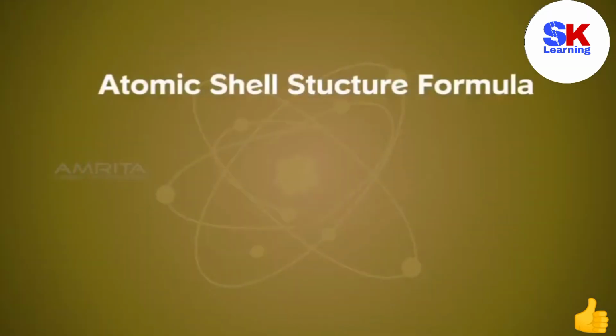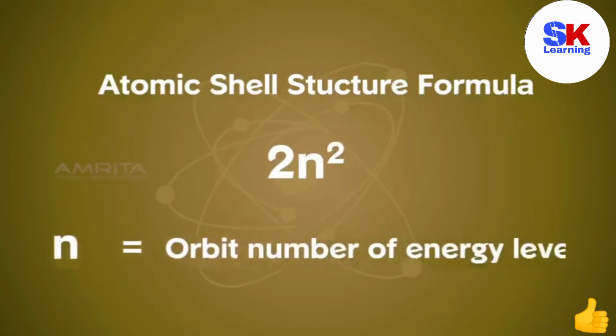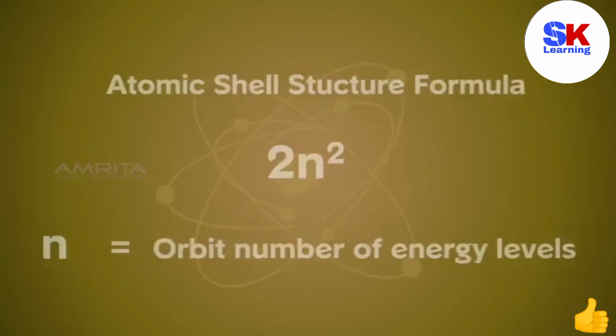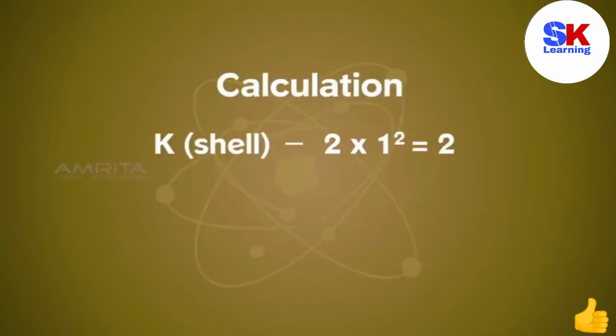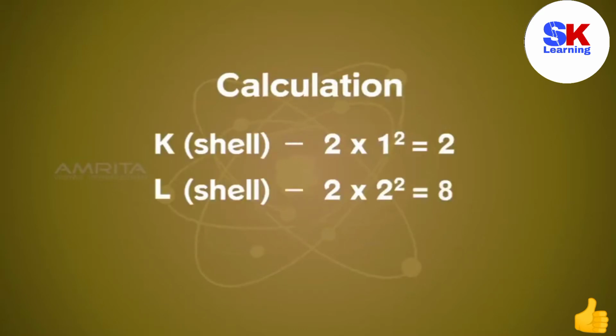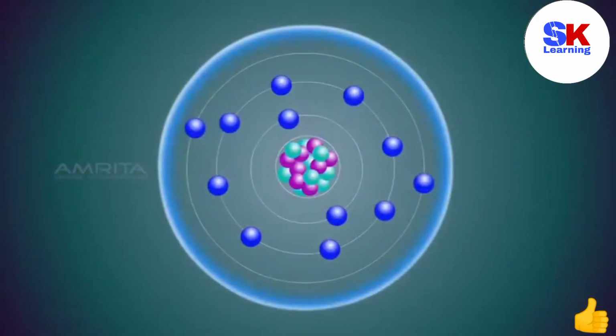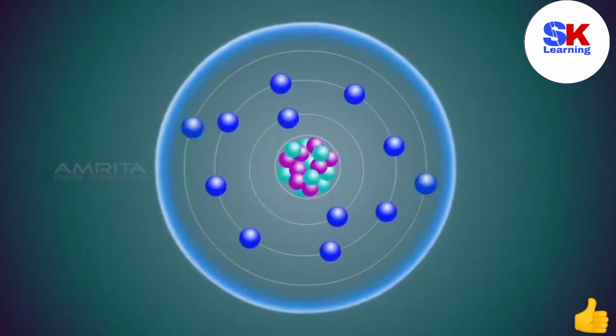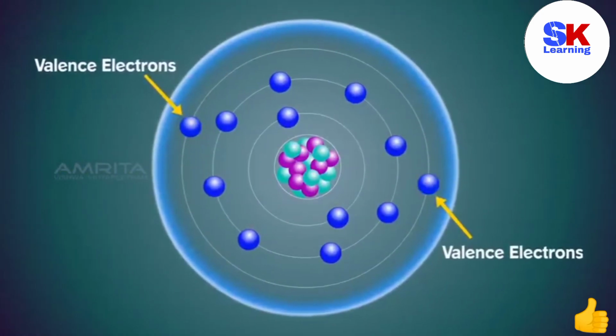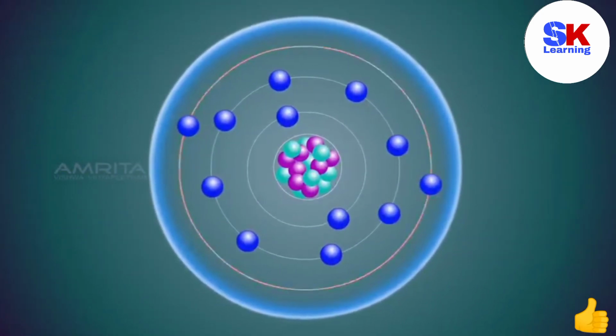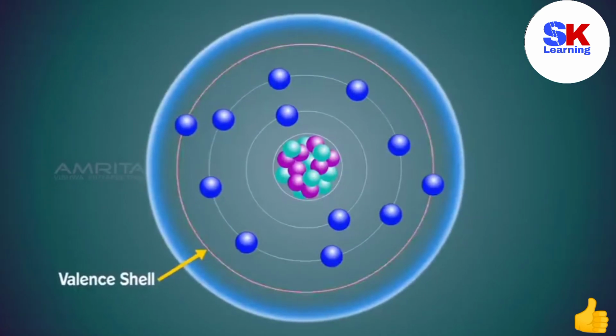The maximum number of electrons present in a shell is given by the formula 2n squared, where n is the orbit number or energy shell. The first orbit or K shell can have 2, the second orbit or L shell can have 8, and the M shell can have 18 electrons, etc. The electrons present in the outermost shell of an atom are called valence electrons, and the shell which valence electrons occupy is called the valence shell.